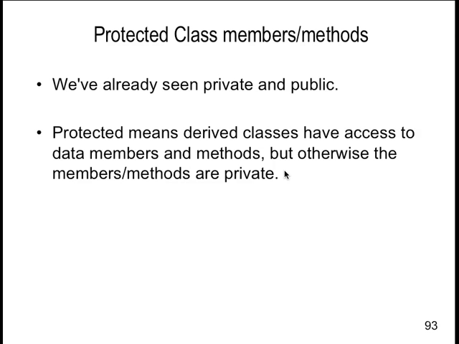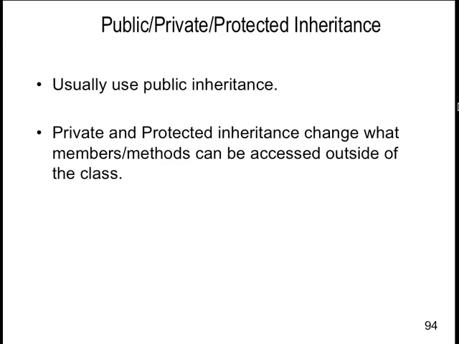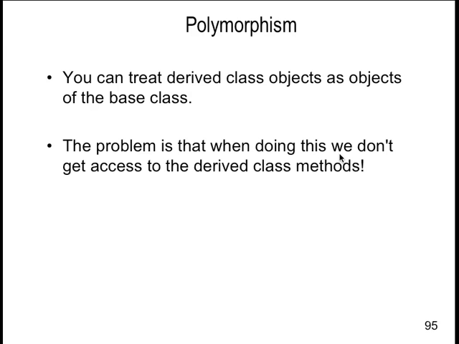So we have public and private, but we also have this thing called protected. So we had protected class members. Protected members means that the derived classes have access to the data members and the member functions, but otherwise the data members and member functions are private. So protected makes information visible to the classes used in inheritance, but it still makes it not visible to the public. It's private to everybody else. So usually we have public inheritance that goes on. Public, private, and protected inheritance change what the members and the methods can access outside of the class. So usually we want to keep things public if we're going to inherit it. Makes it easier.